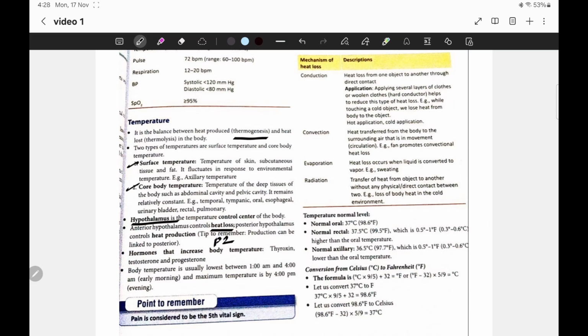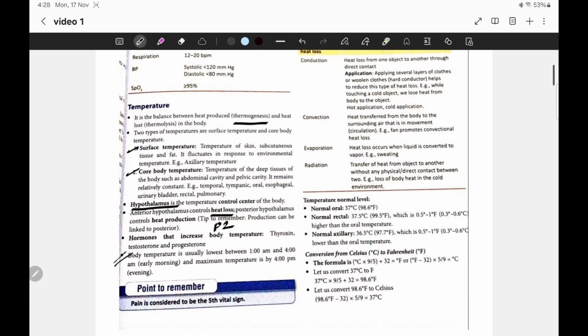Hormones that increase body temperature are thyroxine, testosterone and progesterone. Testosterone is mainly responsible in males, and progesterone is mainly responsible in females. Body temperature is usually lowest between 1 am and 4 am, and highest around 4 pm in the evening. This is an important point that can be asked in competitive exams.